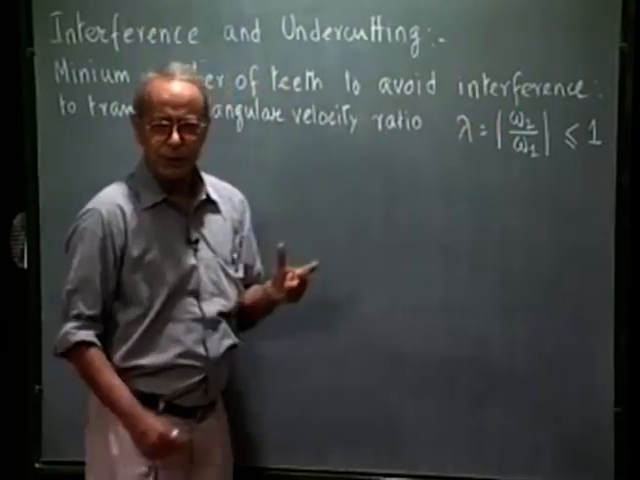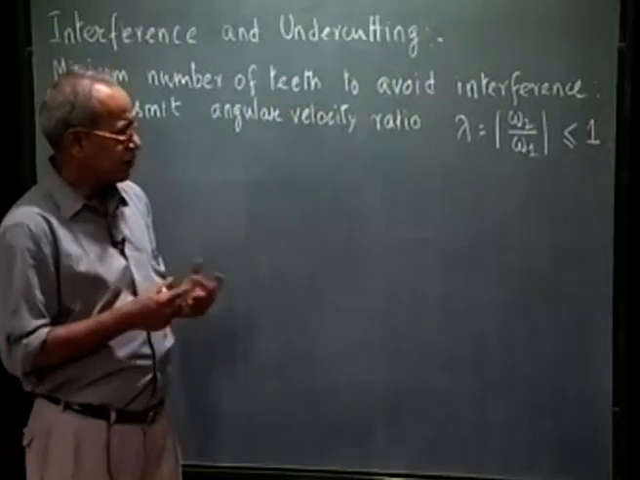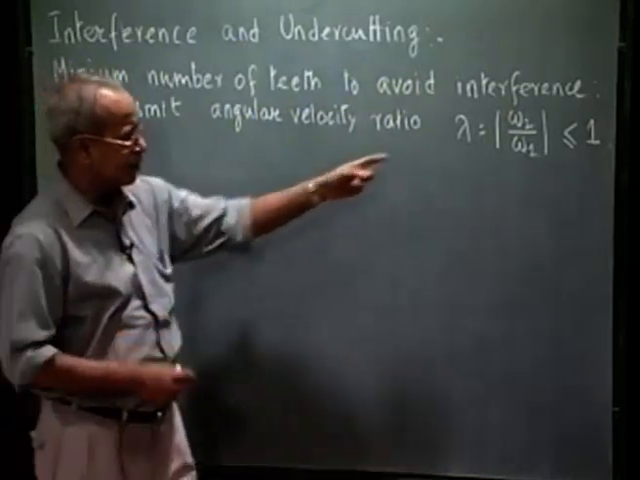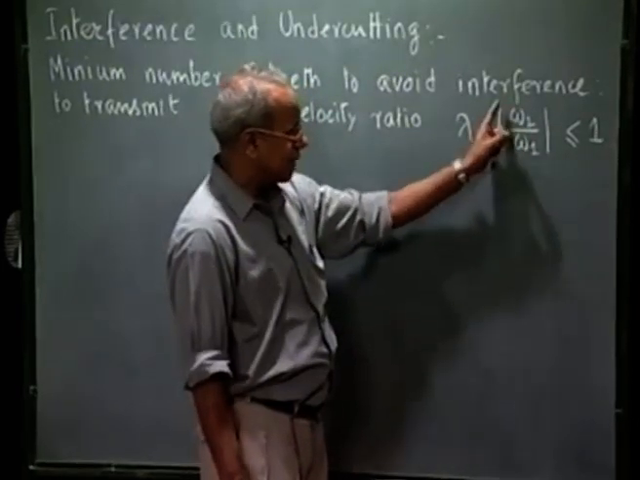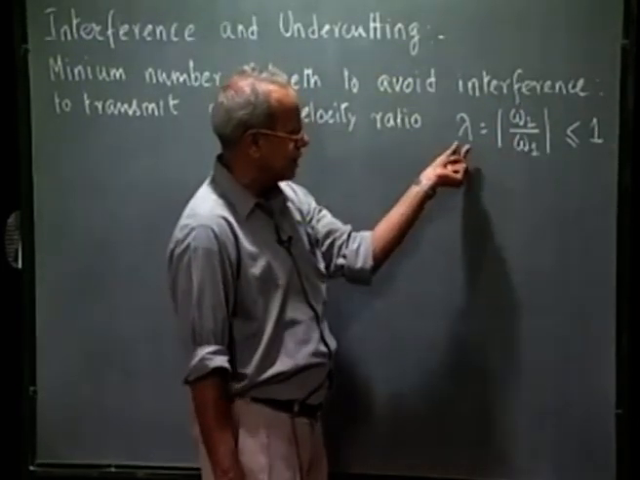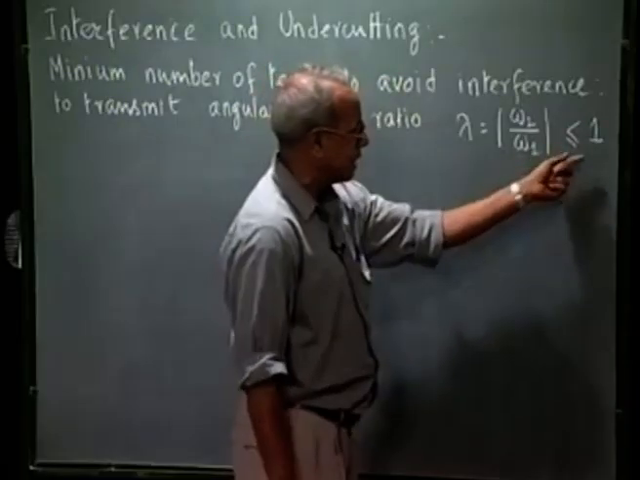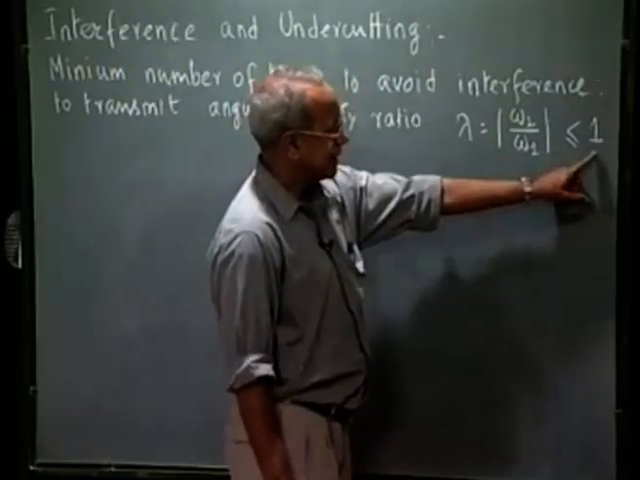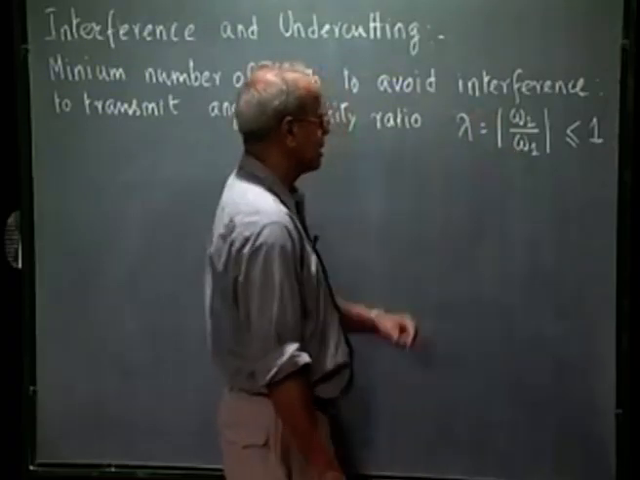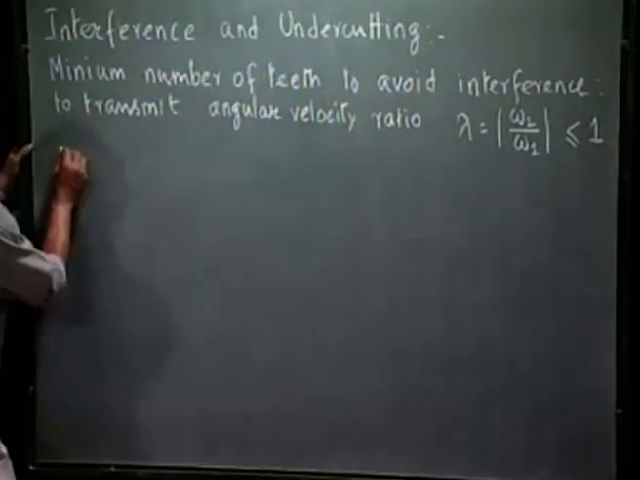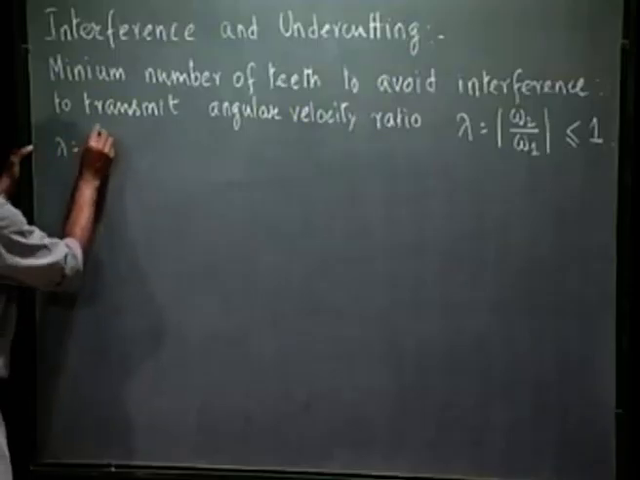When we transmit continuous rotation from one shaft to another at a constant angular velocity ratio, let us forget about the sign for the time being. I define the angular velocity ratio only by a positive number, and I define it in such a way that it is less than or equal to 1. That means the higher speed is at the denominator. For example, suppose lambda is 8 upon 9.